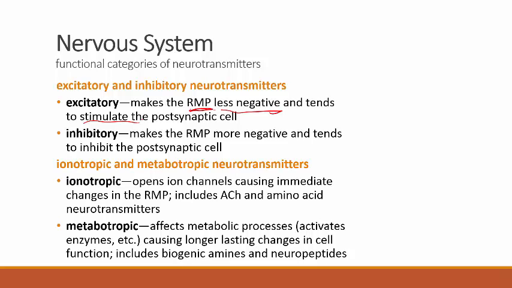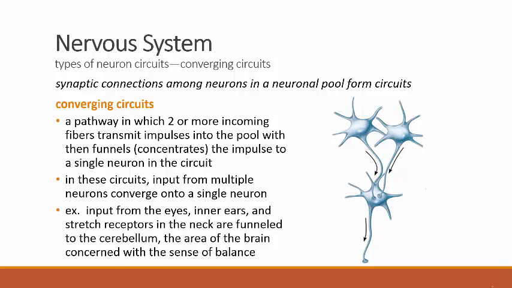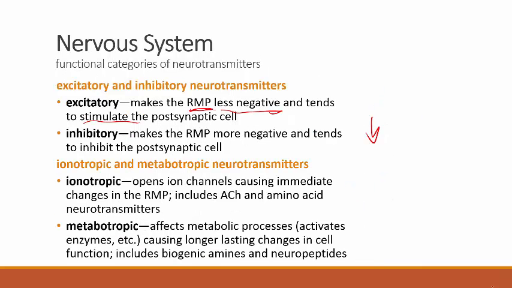If it's inhibitory transmission, if it's a neurotransmitter that results in inhibition at the postsynaptic cell, then it's making the resting membrane potential even lower. So we're going from minus 70 to minus 75, or even lower, to make it harder for the postsynaptic cell to reach threshold.